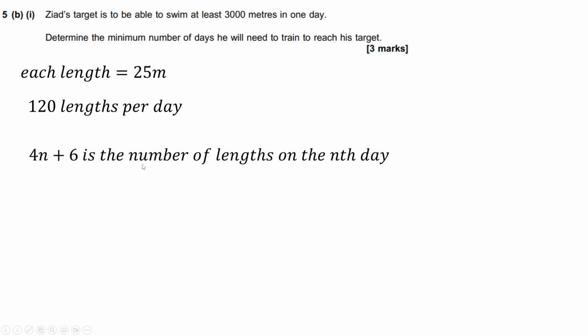And 4n plus 6 is the number of lengths, so we just want this to be equal to 120. We just want to say, well, what value of n, i.e. what day, would get us 120 lengths per day. Okay, so you set that equal to that. You get n is 28.5 days. You can't have half a day. It says the minimum number of days, so that's 29.